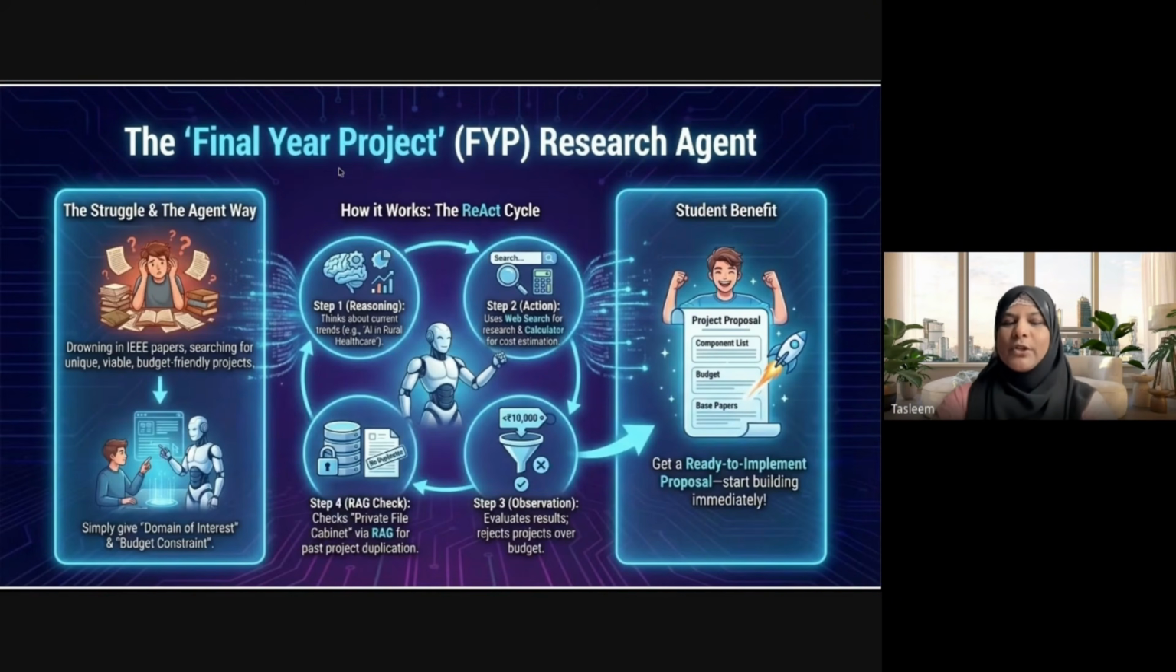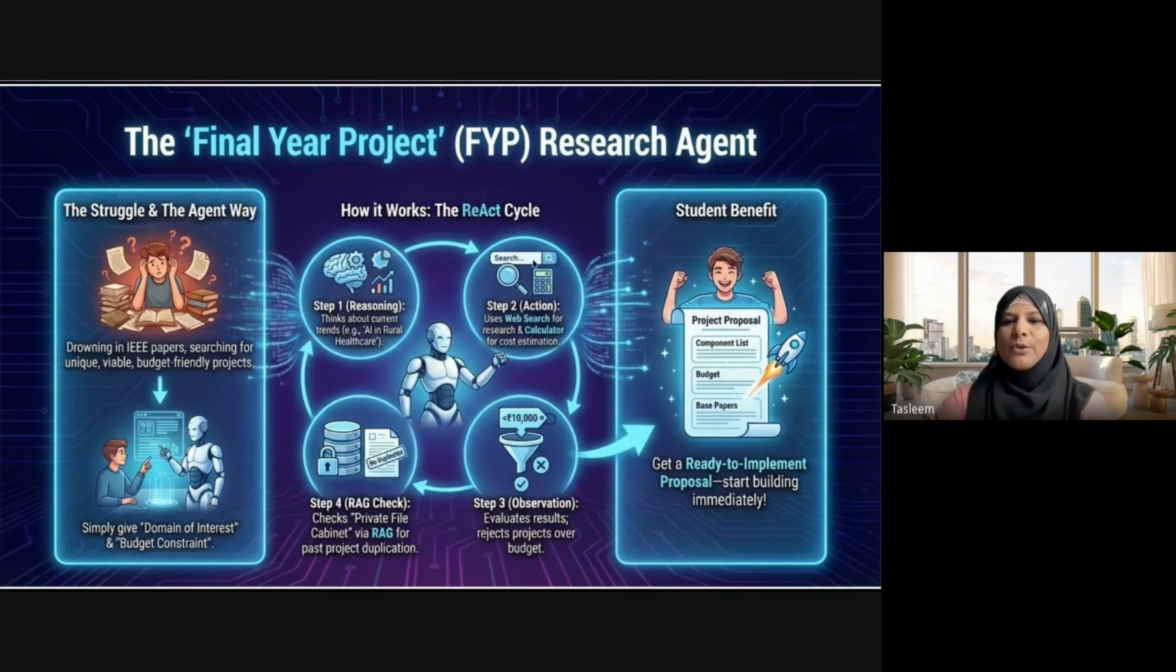So next, for your final year projects, how you can leverage AI agents for this final year project. If you want to build a project, you need to search, right, what kind of project should I build, what is the latest technology in the market, what can I build on, what is my budget, the project should also be budget friendly, right, because you don't want to spend much on this, right. So what you will do, you will build an agent and you will give your domain of interest and budget constraint, in which domain I want to build the project and what is my budget.